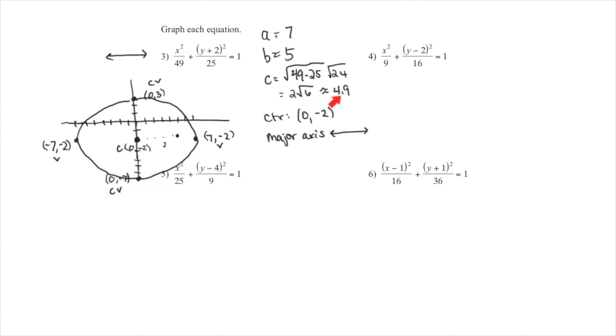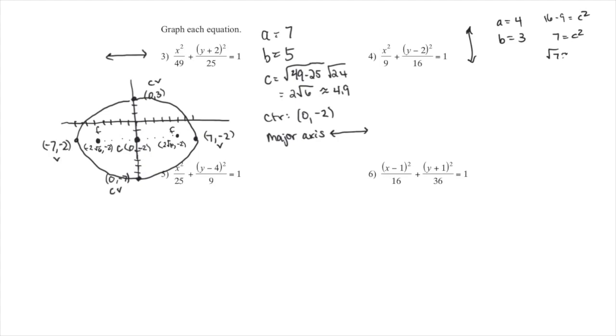But I need this number to know how far I'm actually going to go. Notice I write the coordinate down with the radical. This was easy because it was 0 plus that thing, 0 minus that thing. So that made this relatively easy. I put the coordinates in here and used 4.9 to figure out the spot on the major axis. Just FYI, the major axis is 14 units long, and the minor axis is 10 units long because it's 2A and 2B.